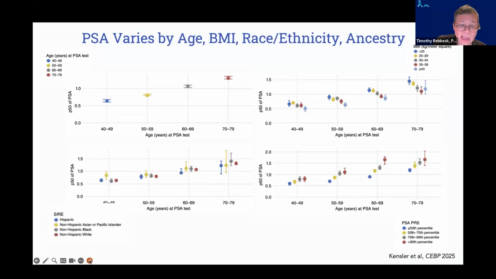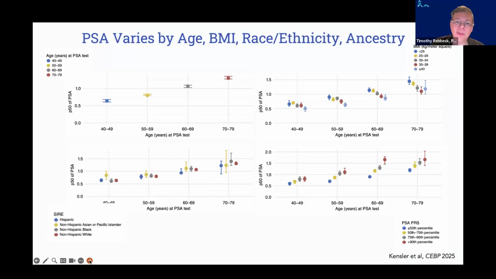On the lower left-hand side, we know that the self-identified race or ethnicity has some very interesting phenomena associated with it, that at very young ages, non-Hispanic Asian or Pacific Islanders tend to have a somewhat higher PSA, but as you increase in age, the highest PSAs are seen in non-Hispanic Black men. And finally, on the right-hand side, you see some of these polygenic risk scores. PSA increases depending on your underlying genetic makeup in terms of what drives PSA levels.